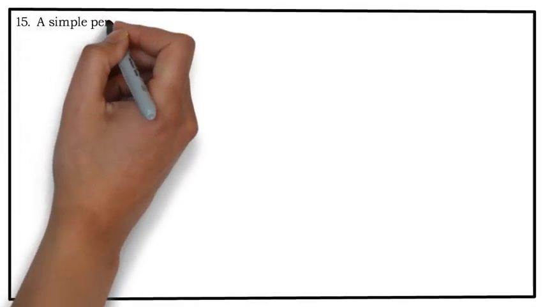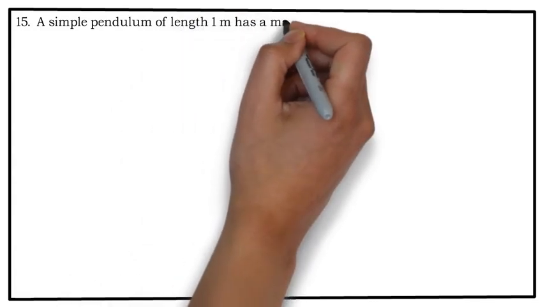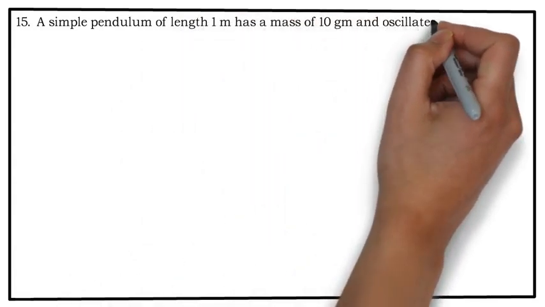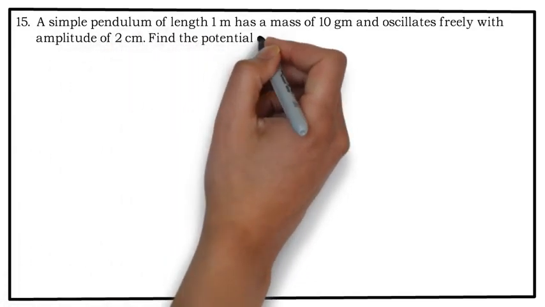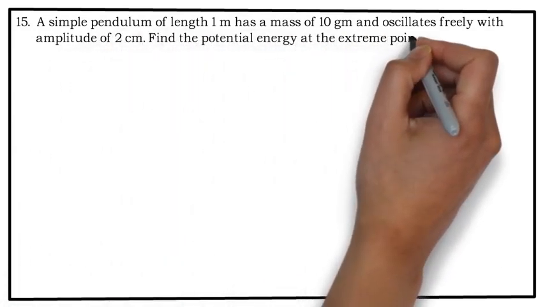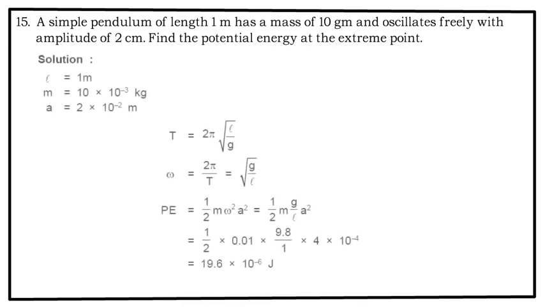Problem number 15. A simple pendulum of length 1 meter has a mass of 10 gram and oscillates freely with an amplitude of 2 centimeter. Find the potential energy at the extreme point. L is equal to 1 meter. Mass is equal to 10 gram, that is 10 into 10 raised to minus 3 kg. Amplitude A is equal to 2 into 10 raised to minus 2 meter.